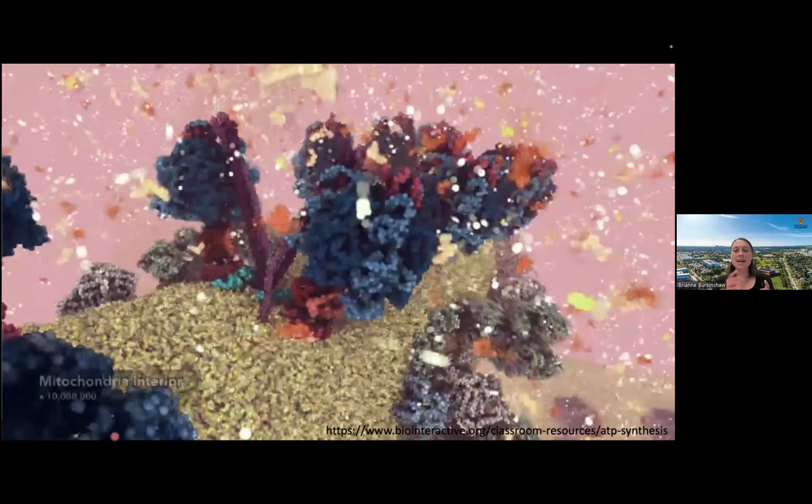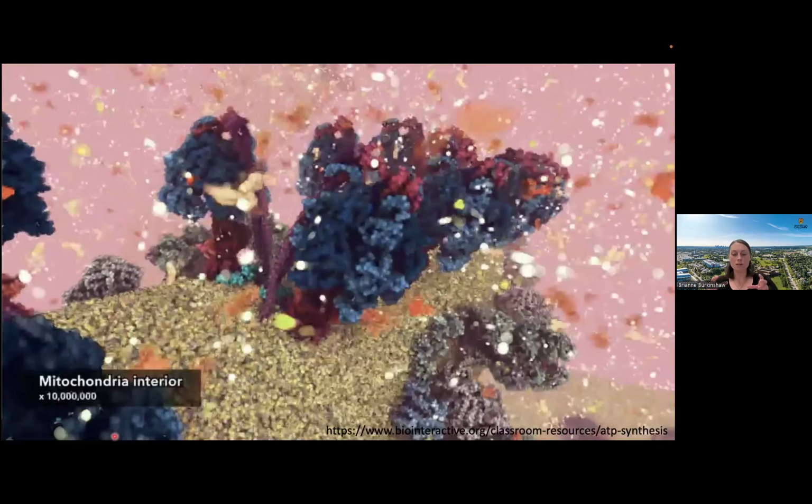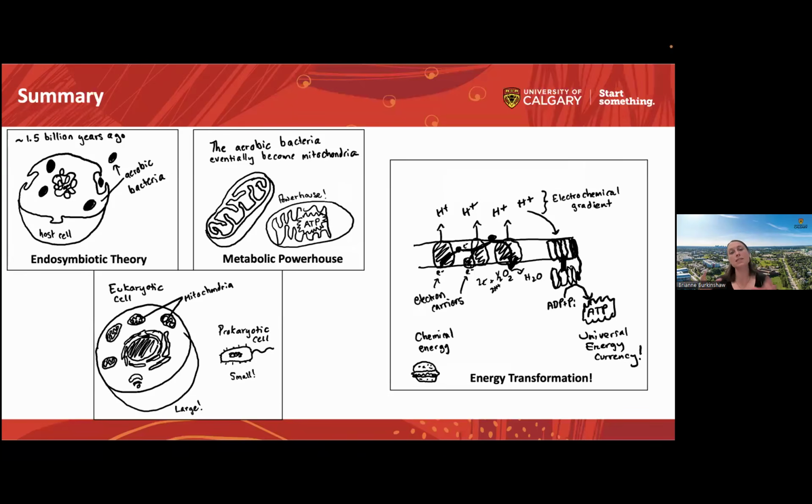Okay, so you can see that the machine, so the C ring, is rotating, and that's what's allowing that catalytic part to make ATP. ATP is going to drive all the other work that our cells do. So it helps us replicate our genome. It helps proteins transport molecules around. It helps facilitate other chemical reactions that happen in our cells.